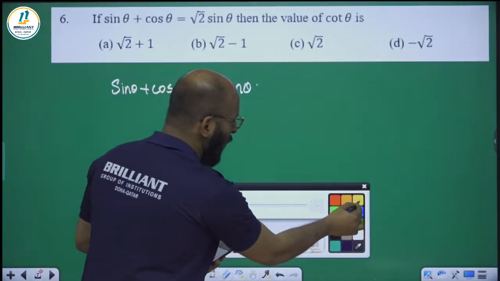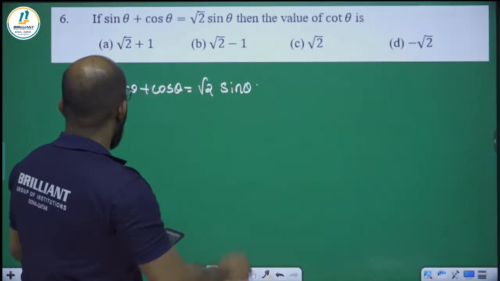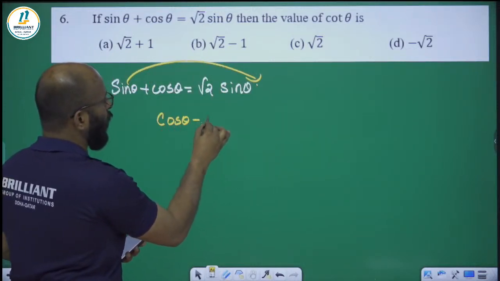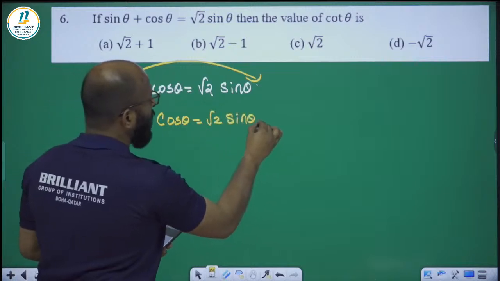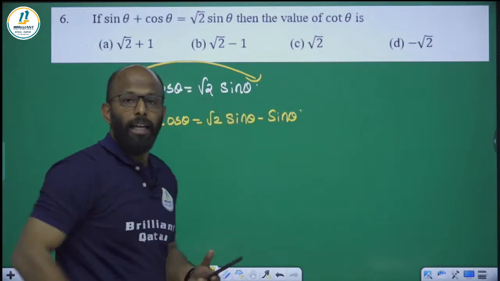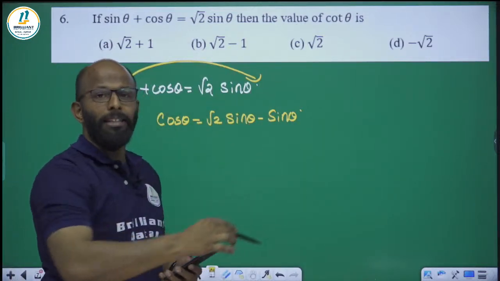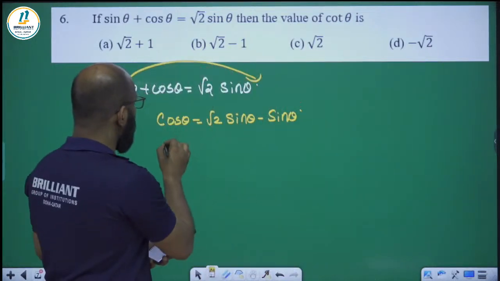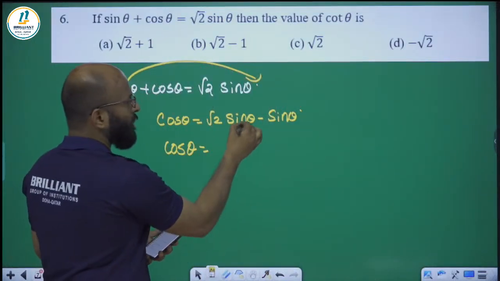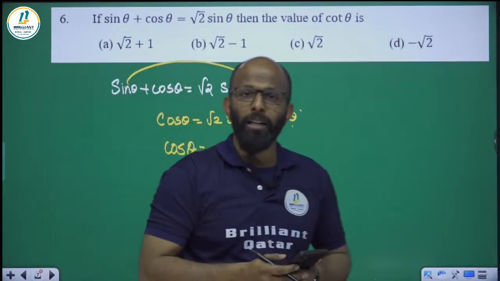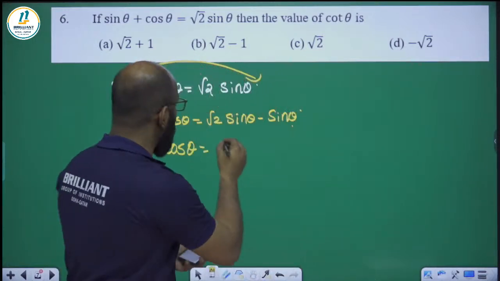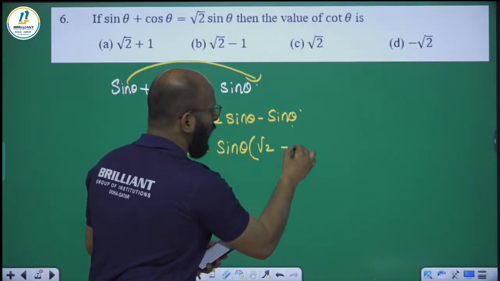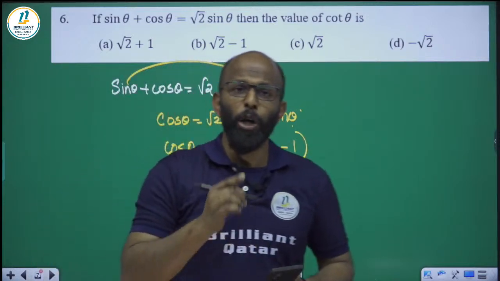Now how can we find the value of cot theta here? For that one, I'm taking the sin theta into the right side. I will get cos theta is equal to root 2 sin theta minus sin theta. I'm shifting sin theta to the right side, so positive sin theta becomes negative sin theta. Hope all of you are getting. Now cos theta is equal to, look at here, in both terms sin theta is common, so we can take sin theta common out. First term root 2 is remaining, here 1 is remaining, correct? Yes, sin theta into root 2 minus 1.